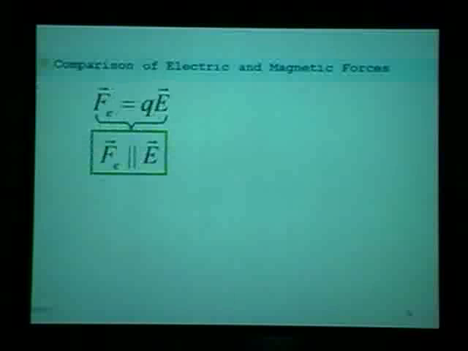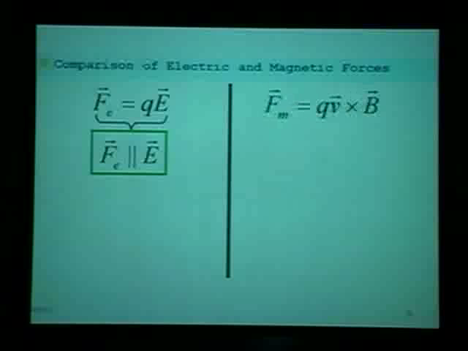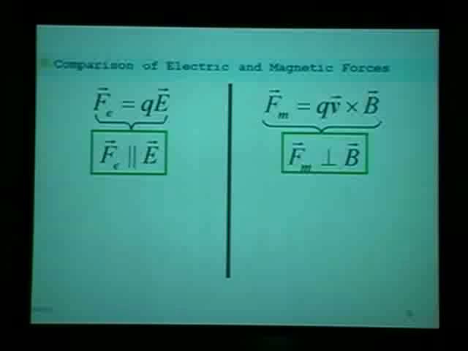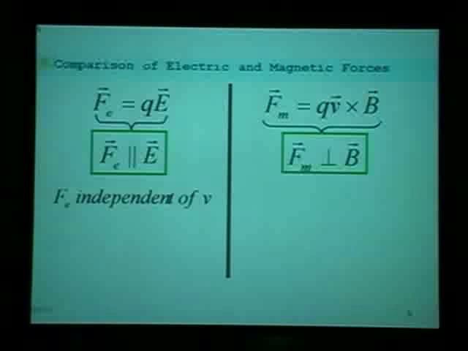We have electric forces, so electric forces go with the charge and the field. Electric forces, F equals qE. The force goes along the same direction as the electric field. Force is parallel to the electric field. For magnetic force, the force is perpendicular to the magnetic field. So there's a difference. For electric force, the force would be independent of the velocity at that moment. It makes an acceleration in the forward or opposite direction, and doesn't depend on the value of the velocity at that moment.